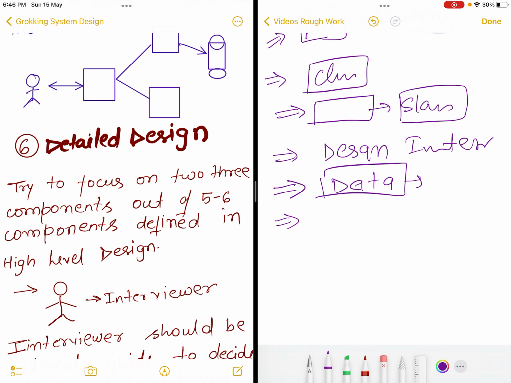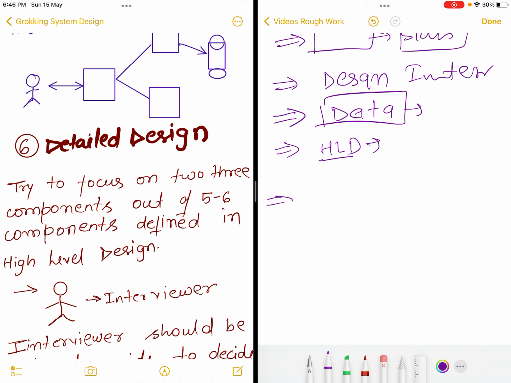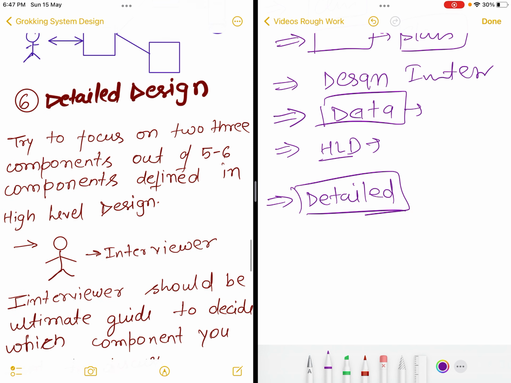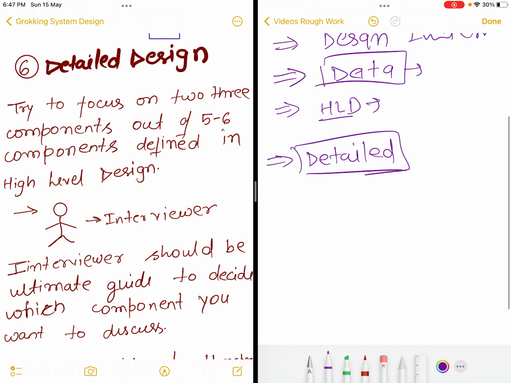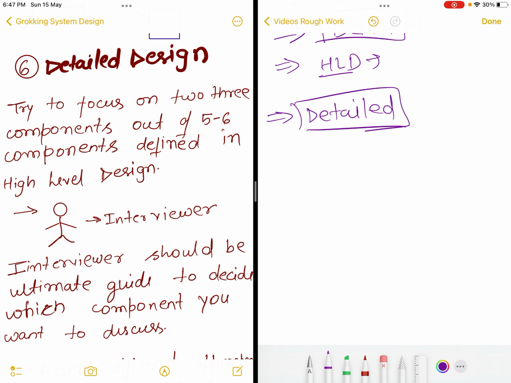And in the last one we have seen HLD, high level design. Now today we'll try to find out how to put all the information in a detailed design. You have already made all those 5, 6, 10 boxes where you have shown the flow and what all the persistent storage you will be saving. Now what you need to do is pick 2-3 boxes and try to explain those in great detail.